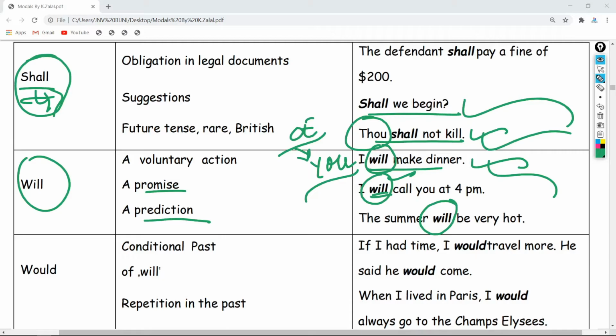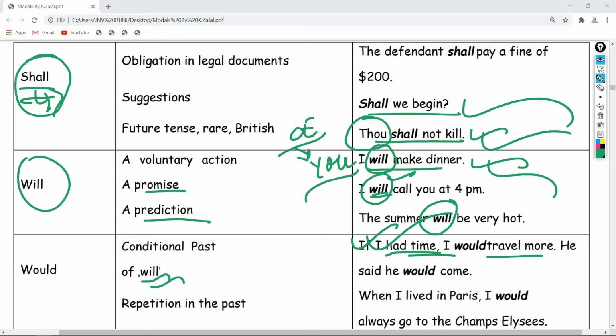Then let us see the next one, the past tense of will, that is would. What it actually means, would also shows politeness. It is also the past form of will. Therefore, if I had time, I would travel more. This is actually showing the condition of the past. If I had time in the past, then I would travel more.